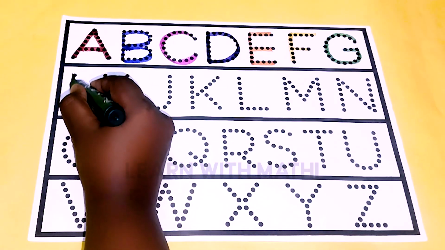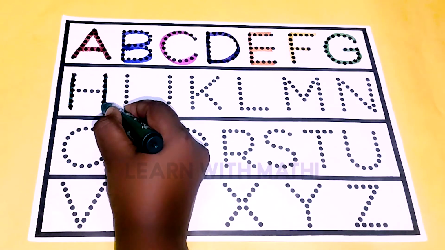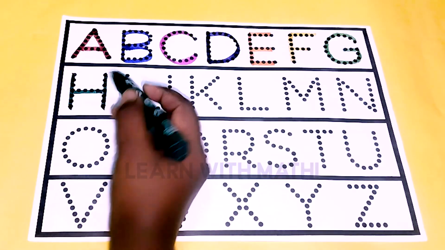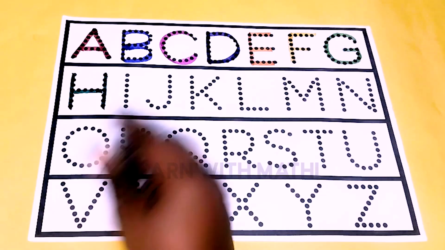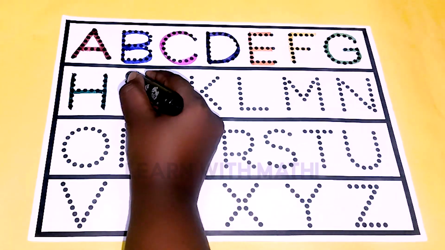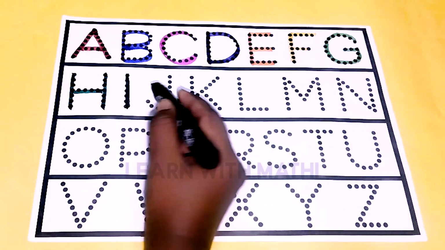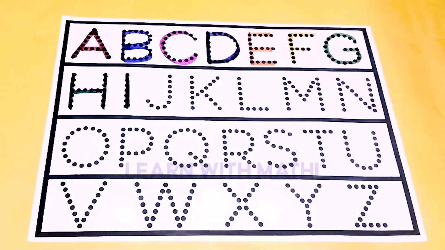This is green color. H. H for hat. This is black color. I. I for igloo.